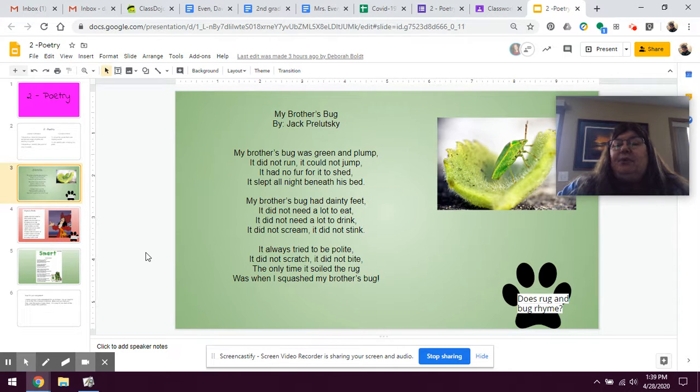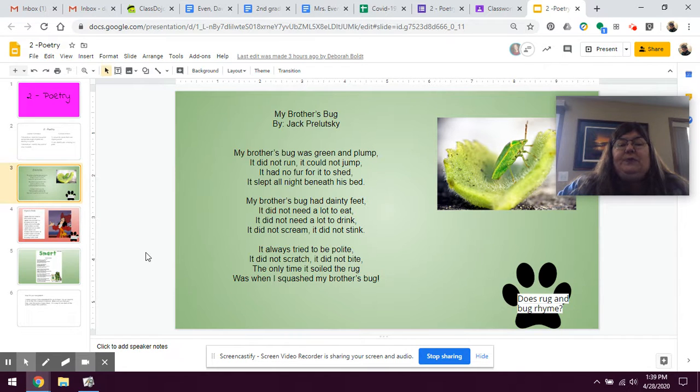As I'm reading this poem, I want you to think about who is telling the story and what words in this poem help us figure out who is talking. The second thing you're going to look for are rhyming words, and where are those rhyming words located? Here we go. My Brother's Bug by Jack Prelutsky.